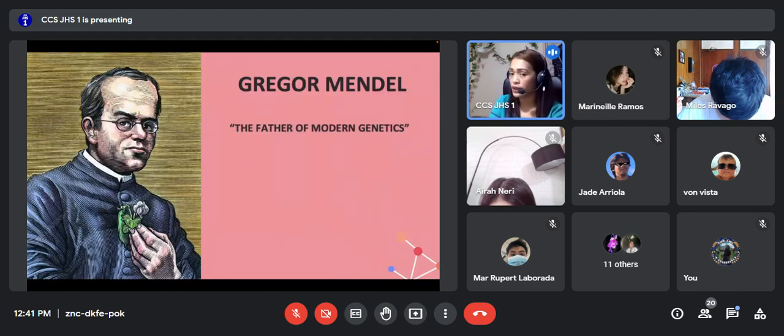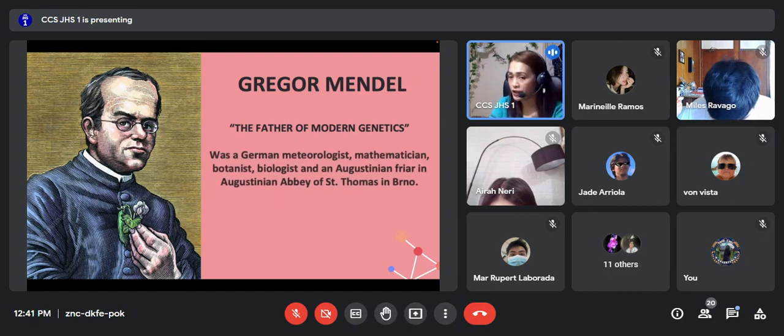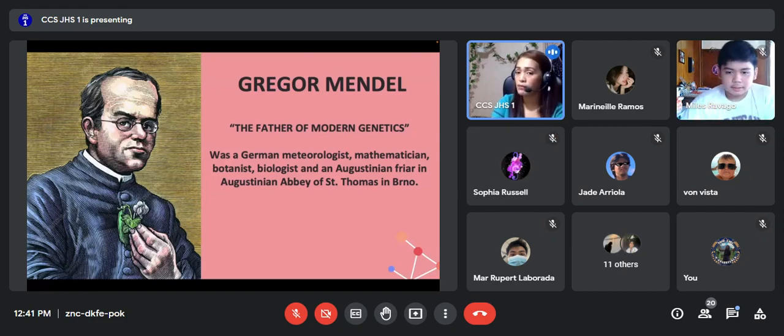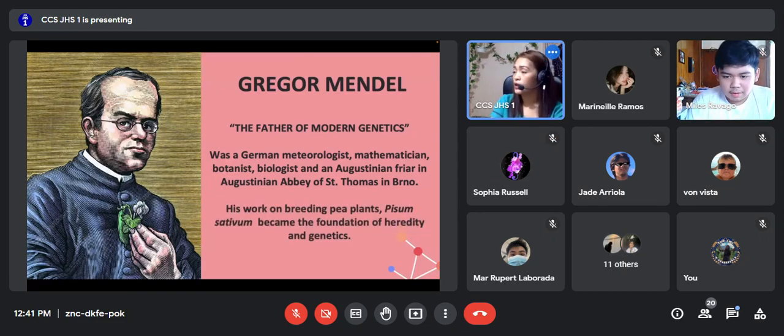So again, he is quoted as the father of modern genetics because he actually paved the way, or started the foundation, for what we know about genetics and heredity. Here again, as I've mentioned, he is initially an Augustinian friar, or monk, or a priest, but he is also interested in meteorology, mathematics, botany, biology. And of course, he is well known because of his work on breeding pea plants, which actually gave him the recognition of being the father of genetics.